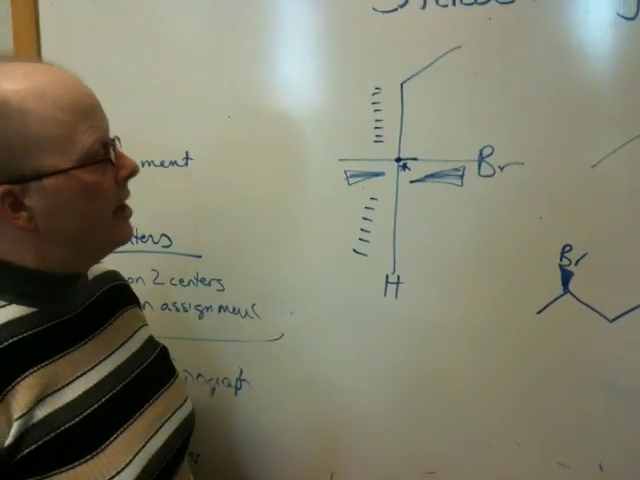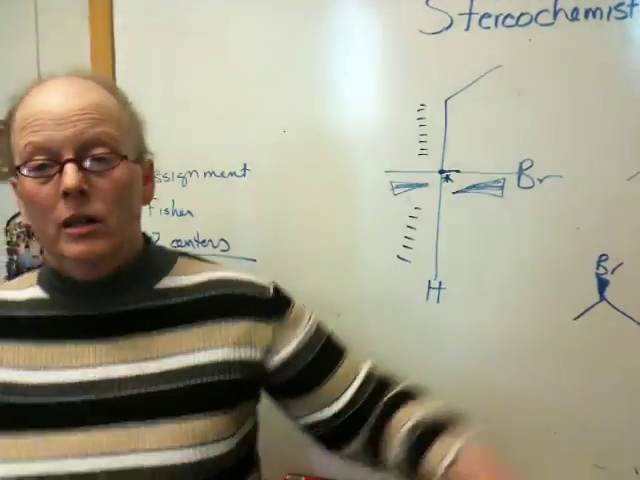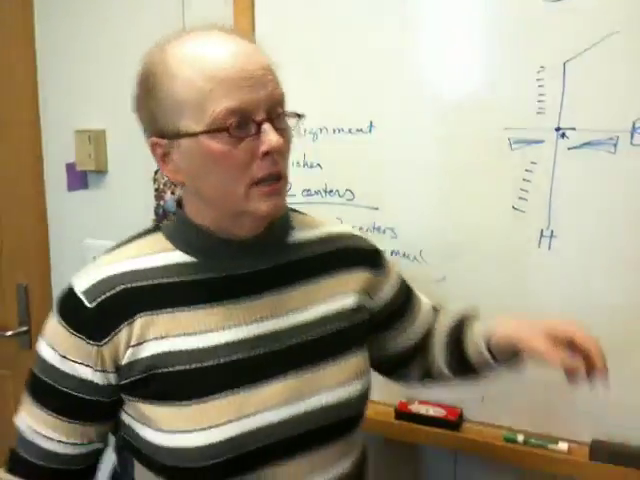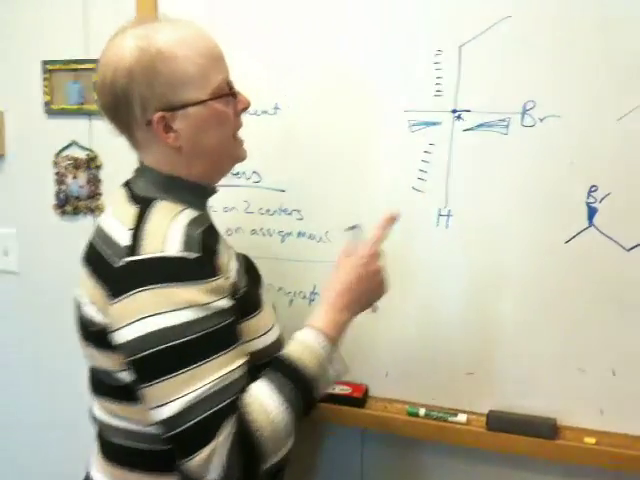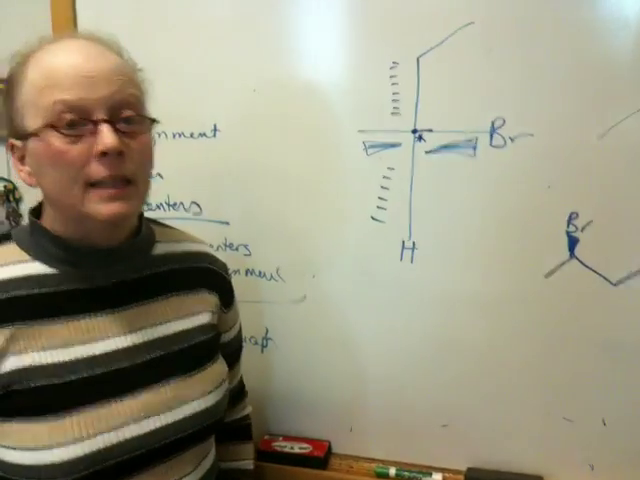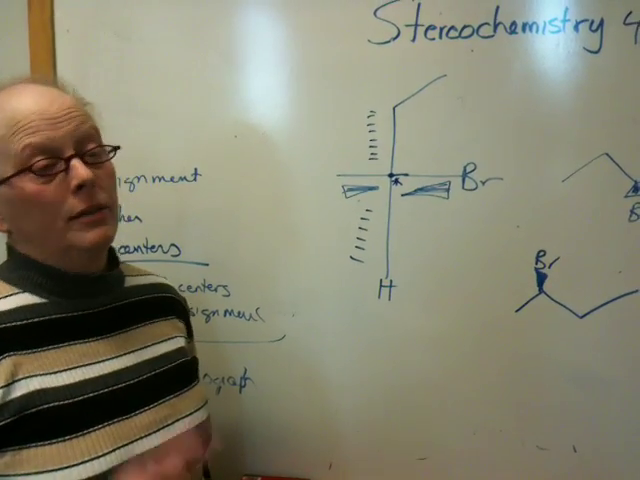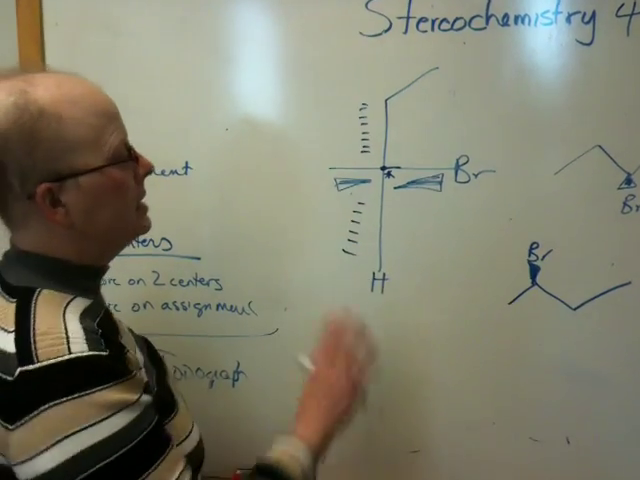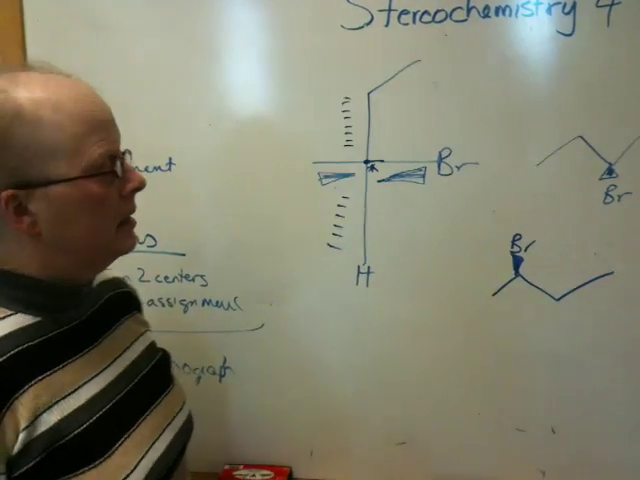So in a Fischer projection, there are no bonds in the plane of the board. The front bonds are like this. The vertical bonds are like that. The great thing about a Fischer projection is that nothing is in the plane. And because nothing is in the plane, you will have no problem assigning them.